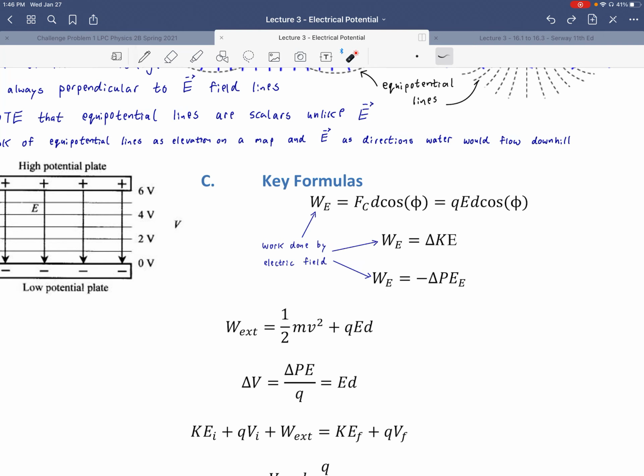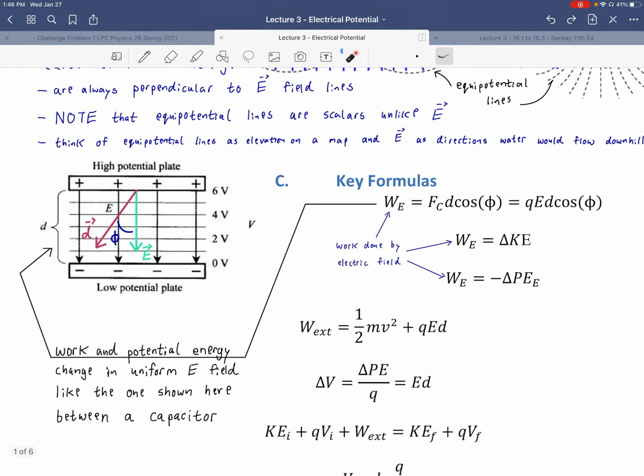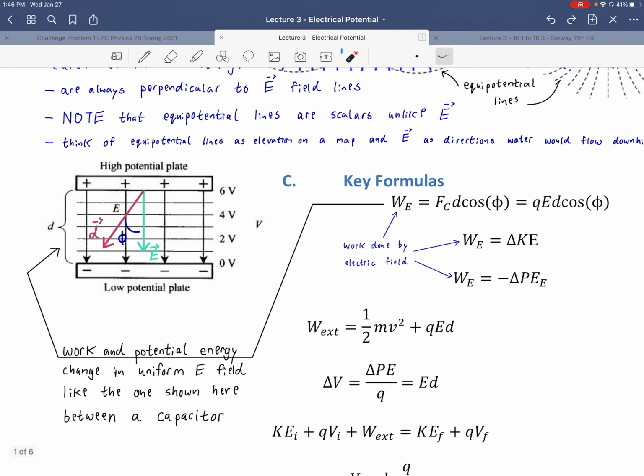But let's look at the work done by the electric field. Well, let's consider a uniform electric field. Okay, so this expression here, I've taken an arrow over here to show that we're considering a special case of a uniform electric field. This is the work and potential energy change in a uniform electric field, like the one shown here between a capacitor.